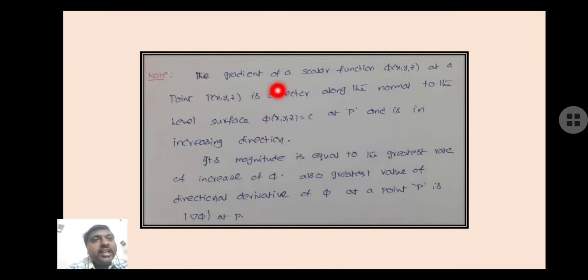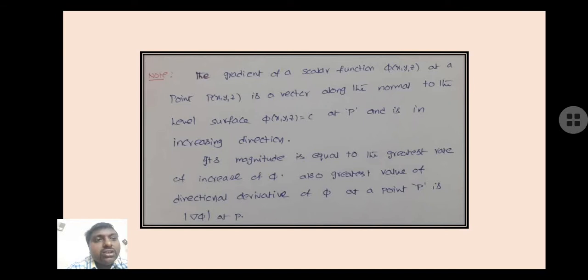See here, the gradient of a scalar function phi of x, y, z at a point P(x, y, z) is a vector. Already we know that the gradient of a scalar point function must be a vector along the normal to the level surface phi of x, y, z equal to c at P, and is in the increasing direction. A normal vector is always in the direction of increase. Now its magnitude, in the sense the magnitude of the normal vector, is equal to the greatest rate of increase of phi.